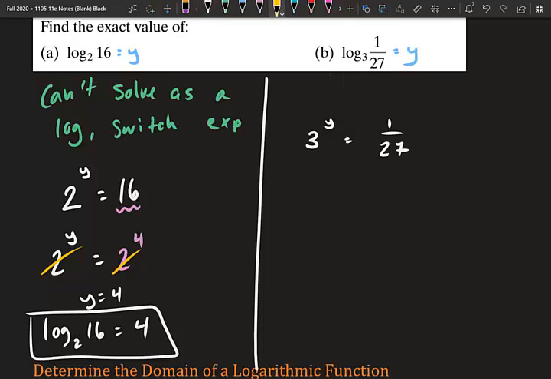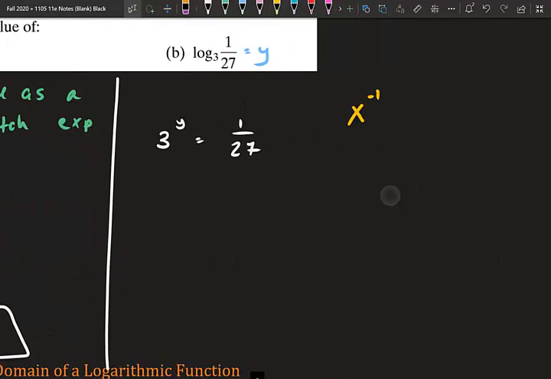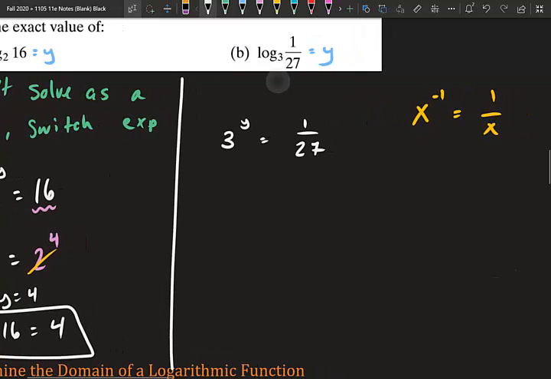So remember that we're not allowed to have fractions with this, so we're going to flip it. We need to flip this and make it normal, because remember, if we have x to the power of negative 1, that's 1 over x. So we're going to do the same thing here. So we have 3 to the power of y equals 27 to the power of negative 1. Because you can go back and forth. So now we need it to be the same base.